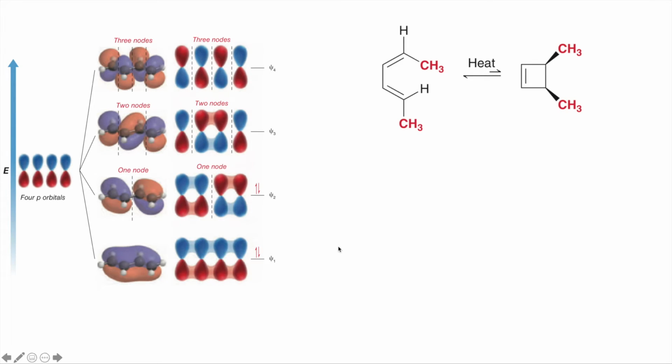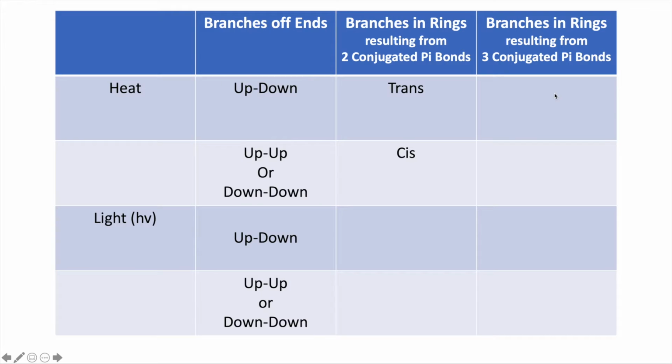So we saw how if you're using heat, your highest occupied molecular orbital looks like this. And when those rotate to overlap with each other, if the branches at the end of the conjugated system, if one is going down and the other is going down, or if they're both going up, they're both in the same direction, then when they form the ring, they're going to be cis to each other on that ring. And so in the table, that was the second case. So we're still looking at two conjugated pi systems. The branches are going in the same direction, and we're using heat, so cis.